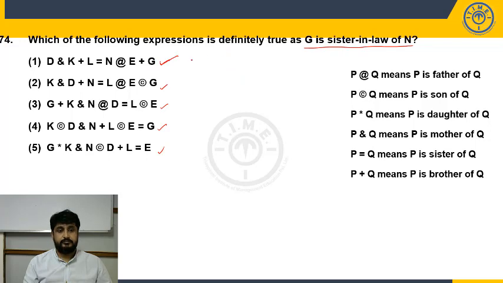Draw the family tree diagram. D and percent K means D is the mother of K. So D will be in the upper generation and K will be in the lower generation. D is the mother of K. K plus L. K is the brother of L. Both will be in the same generation. L equal to N. L is the sister of N. So K, L, N are siblings.